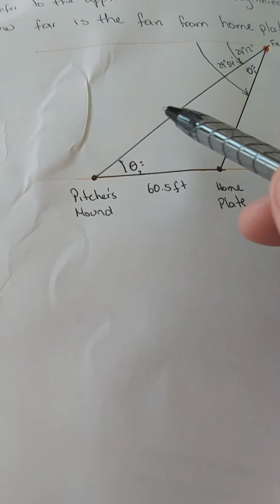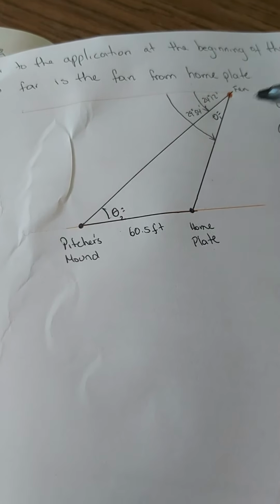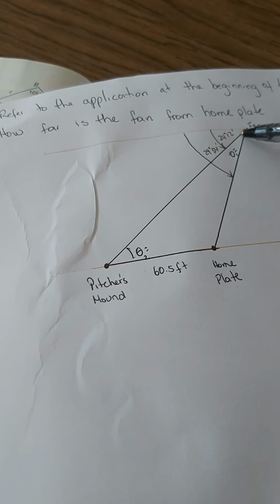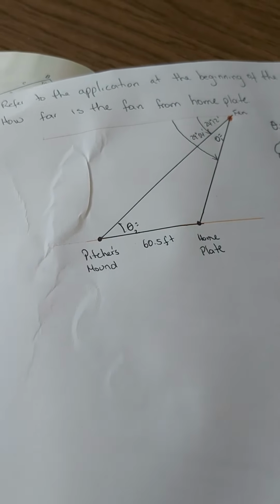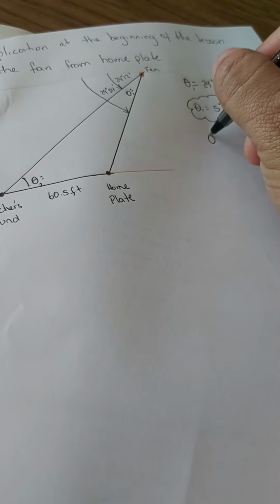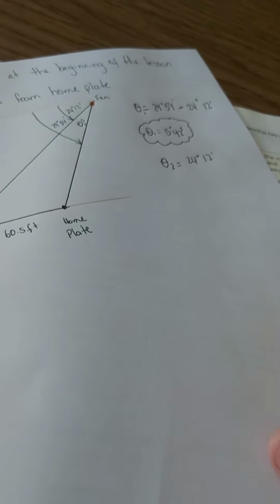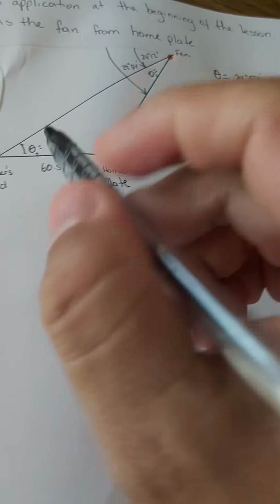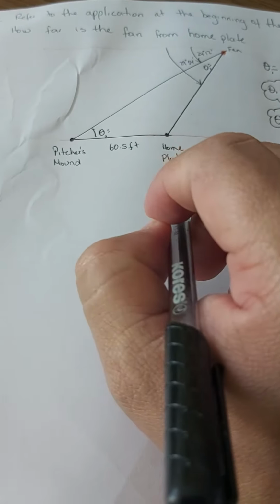Now, what would be the measure of theta 2? Notice, these two lines are parallel lines, and this is our transversal line. So this angle and this are alternating interior angles. That means that theta 2 will be equal to 24 degrees 12 minutes. Now that we know this information, what else do we know? We know that the distance between the pitcher's mound and home plate is 60.5 feet.